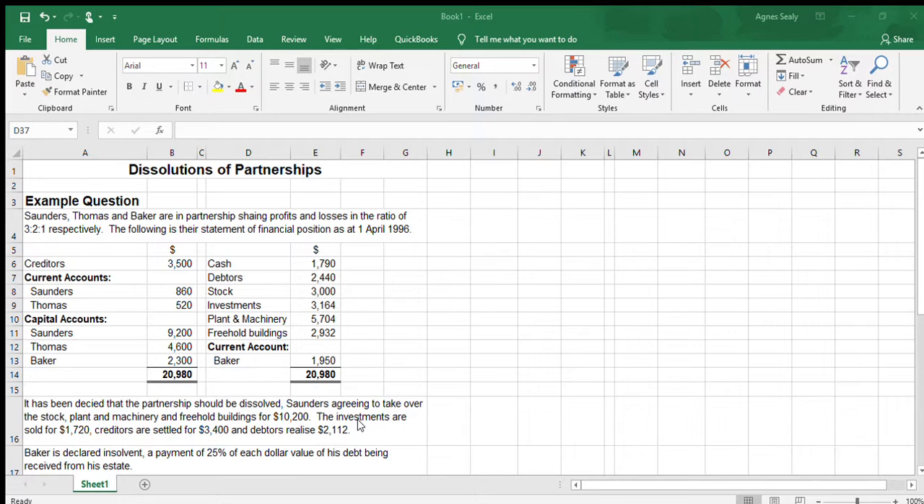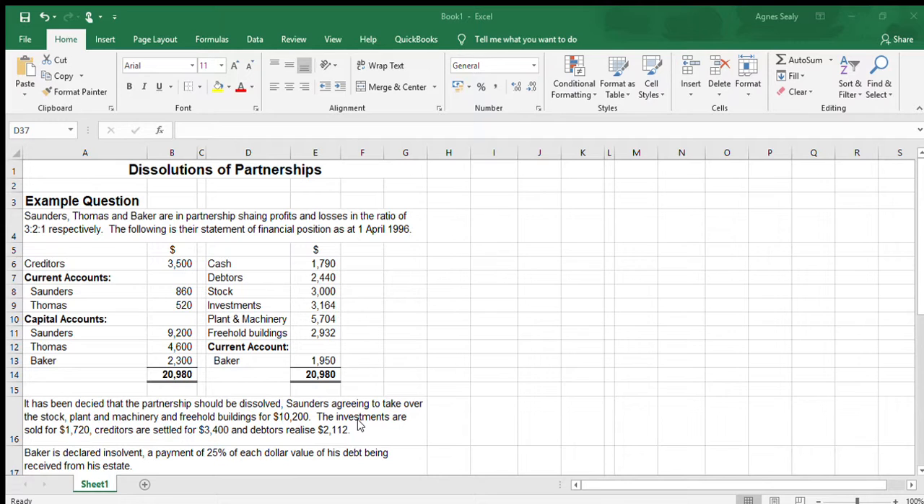Like in this particular example question, we have some debtors and we have some stock and investment, plant and machinery, and freehold buildings, which are assets. So these are our assets that are to be realized, and these assets have to be transferred to the realization account. We will transfer them by debiting the realization account with their book value amount, which is the value that we currently have there, and crediting the asset account with the same amount, which will cause that account to be closed.